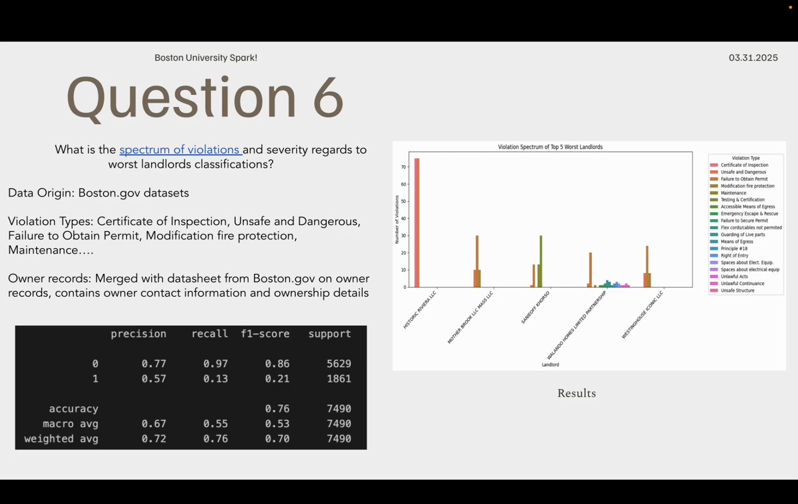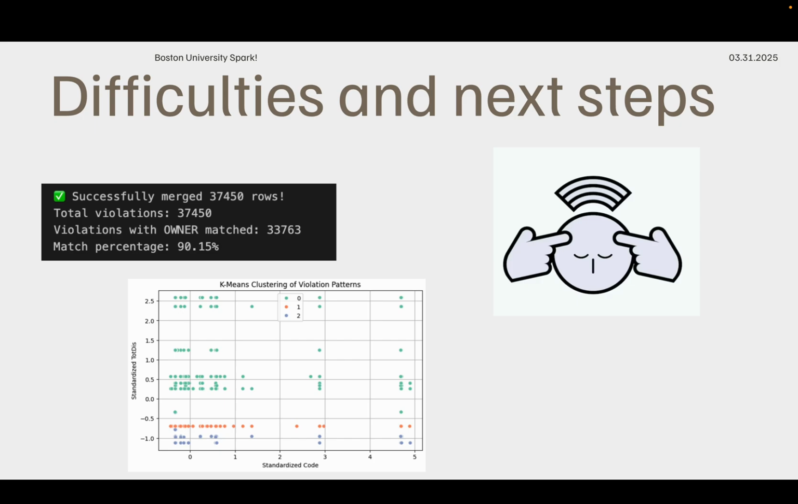We also ran a logistic regression model on predicting repeat violations by owners, and our logistic regression achieved a score of approximately 76%. Next, we will move on to the difficulties and the next steps we were planning on doing. For the difficulties, we were not able to merge 100% of our violations dataset with the ownership dataset, and this could be due to syntactical errors or just typos. But 10% is a huge gap if you look at a dataset that big. And in our future steps, we would want to recover as much of this lost data as possible.